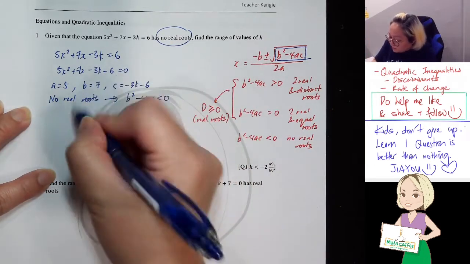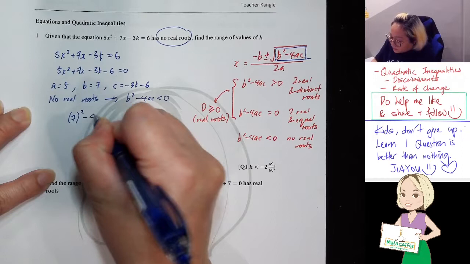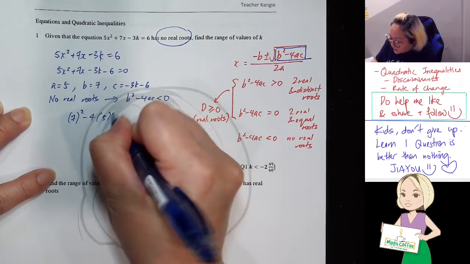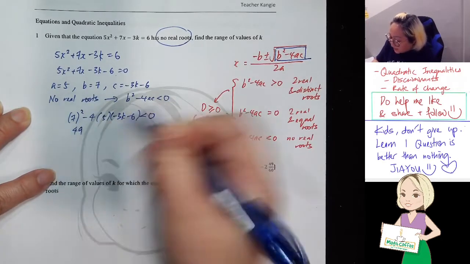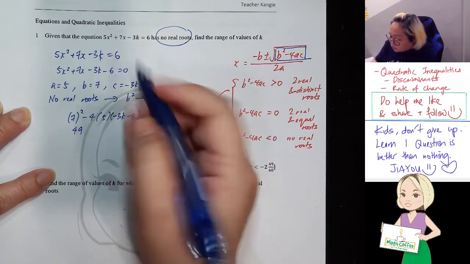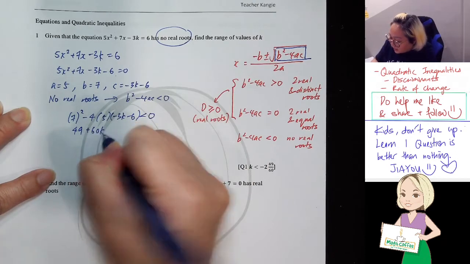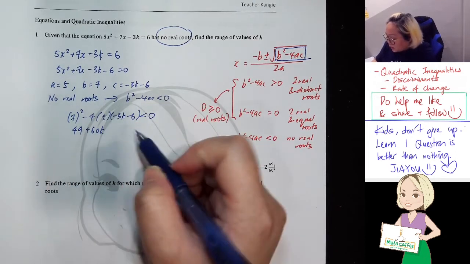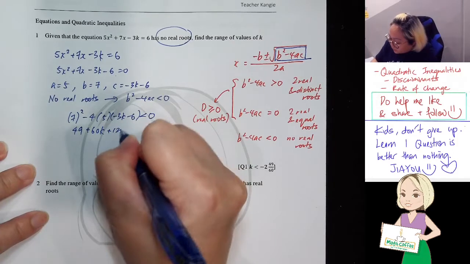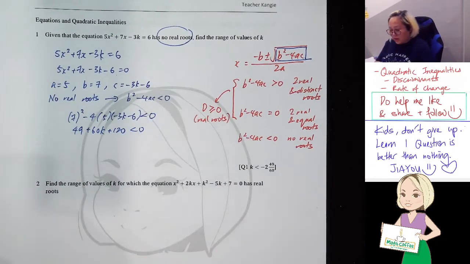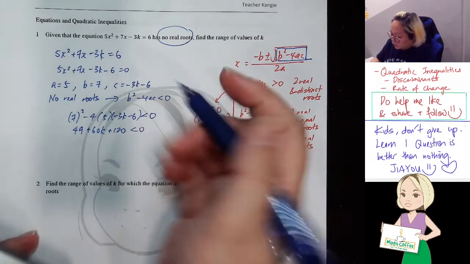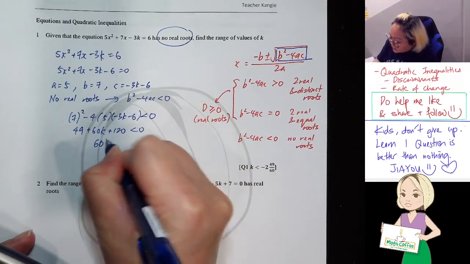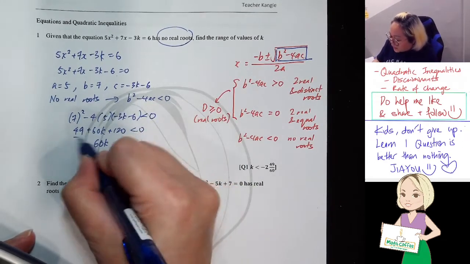So my b squared minus 4ac less than 0. Let's work it out. This is 49k squared, minus 20k squared, and this one is plus 60k. And this one is plus 120 less than 0. Wait, let me double confirm. 4 times 5 times 3, so 60, minus times minus is plus, correct. 4 times 5 times 6 is 120, minus times minus is plus, correct. So we will end up having 60k less than, see, this 49 and 120.